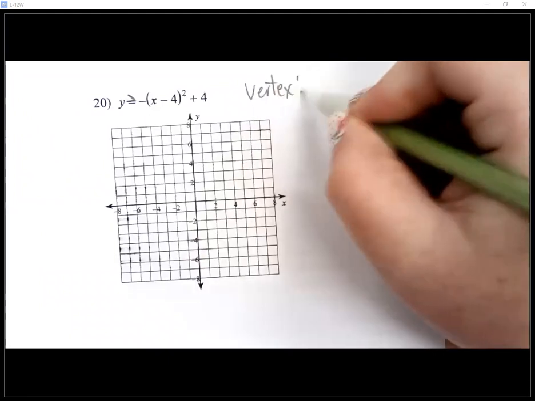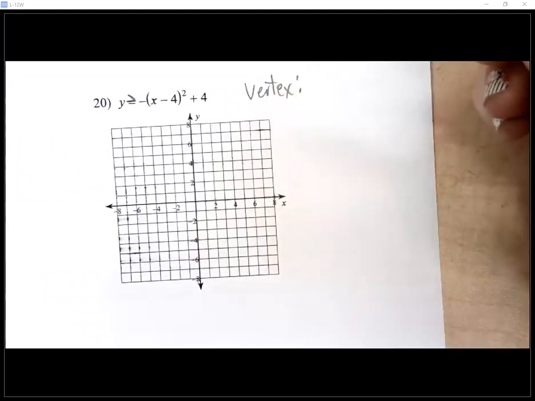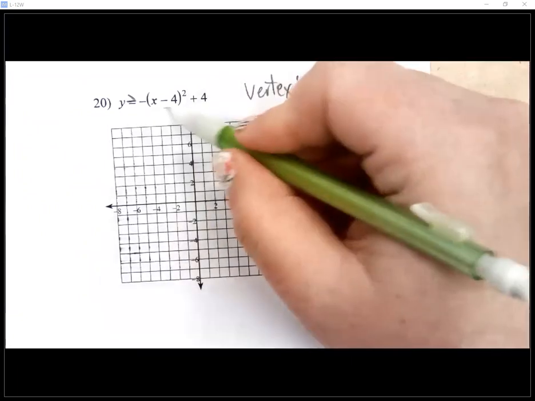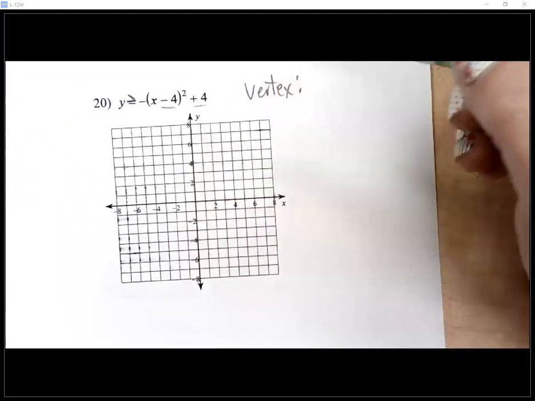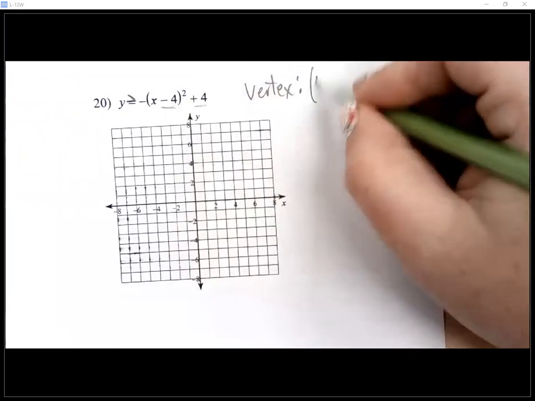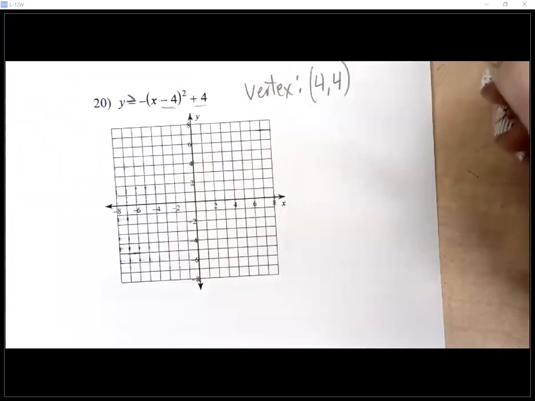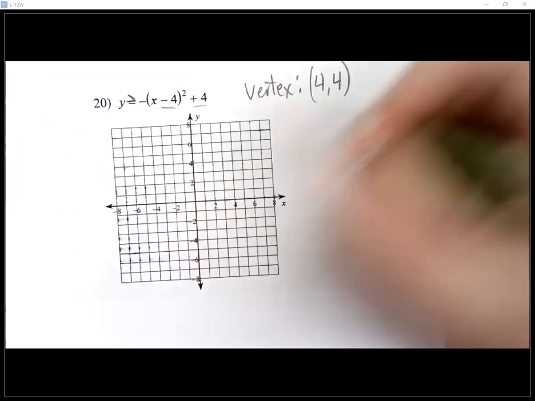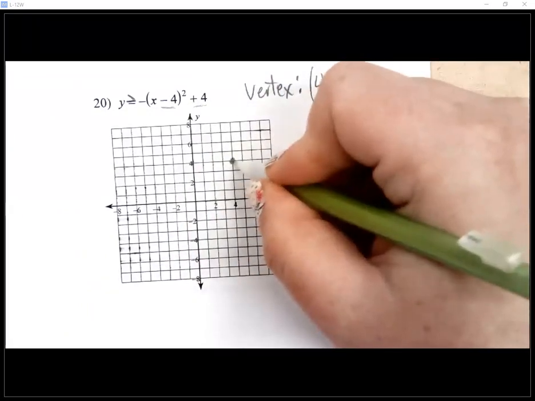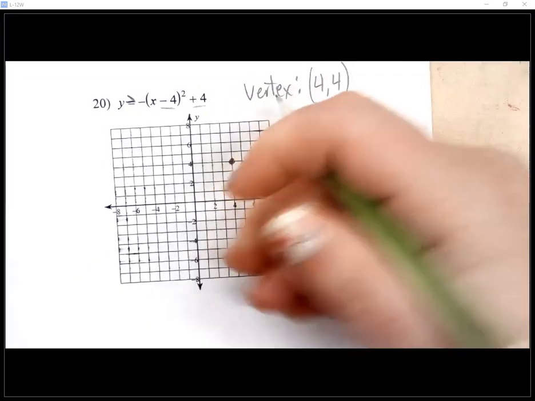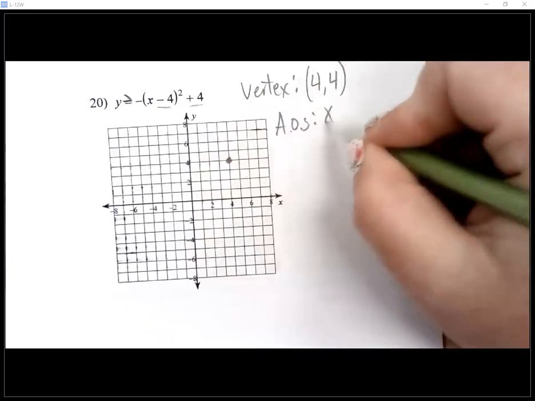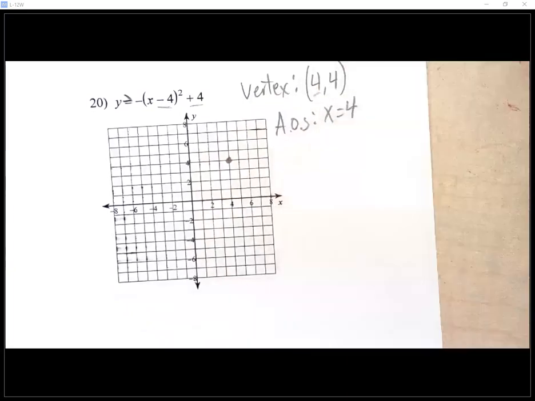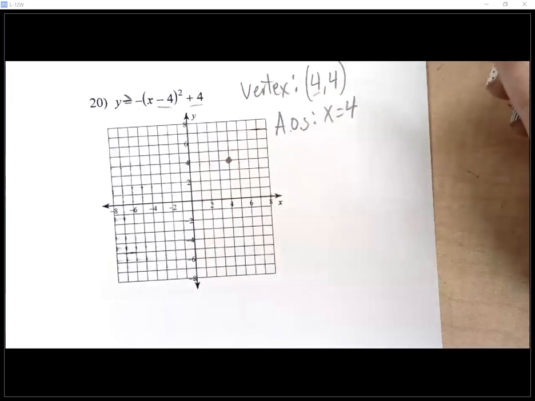Yes. So remember, when it's in vertex form, my life is so easy. The vertex is just the opposite of this number, comma, this number. So wouldn't my vertex be at 4, comma 4? So 4, comma 4. All right, great. For the axis of symmetry, you would just do x equals whatever this number is, which just so happens to be a 4. All right, great. So now I need to do the graphing.